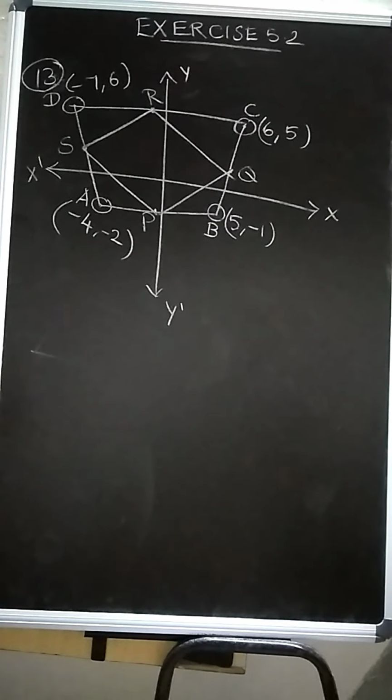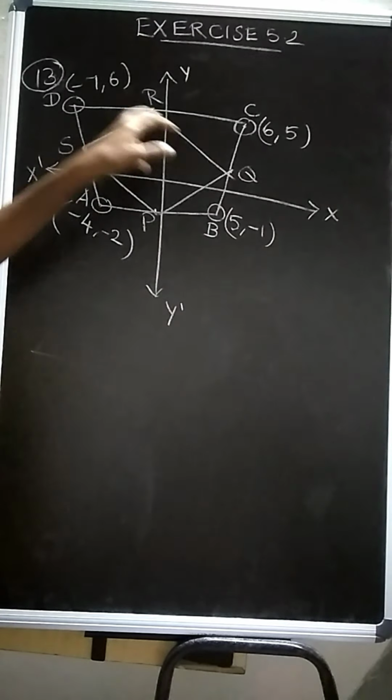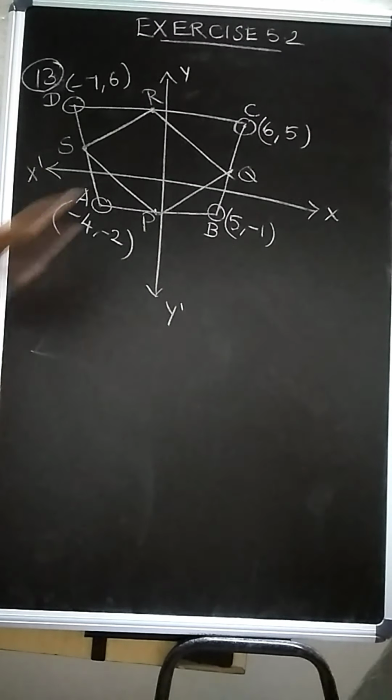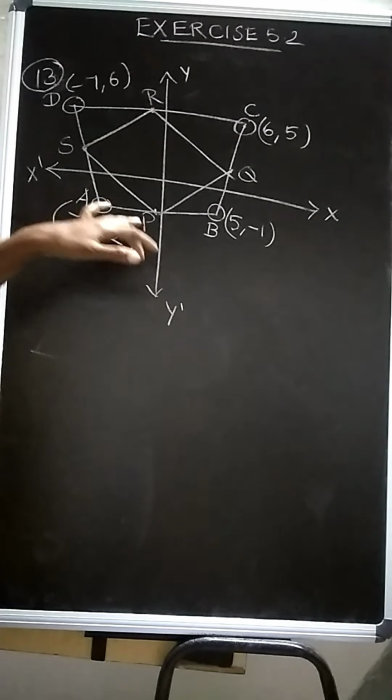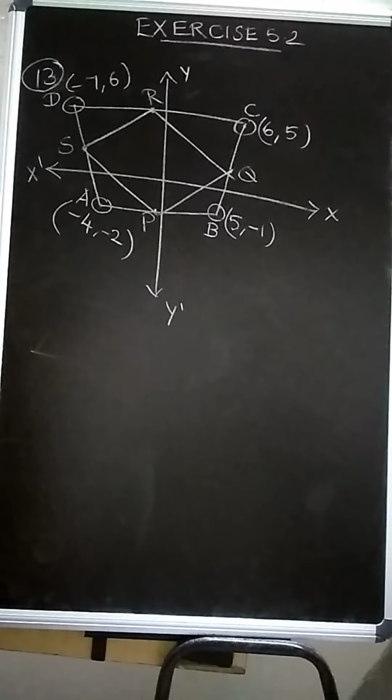So you can write that the slope of PQ is equal to the slope of RS, and the slope of PS is equal to the slope of QR. Since the opposite side slopes are equal, the midpoints PQRS form a parallelogram.